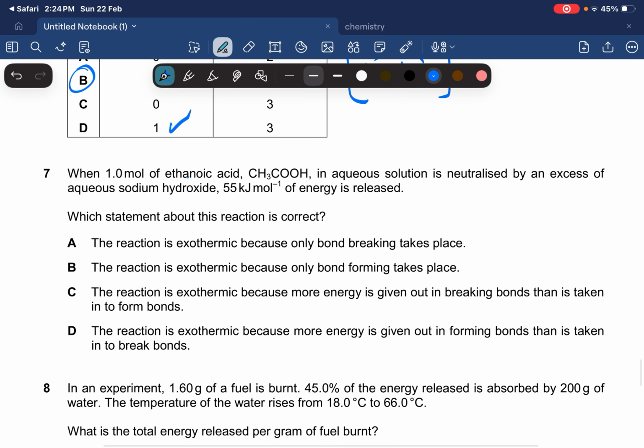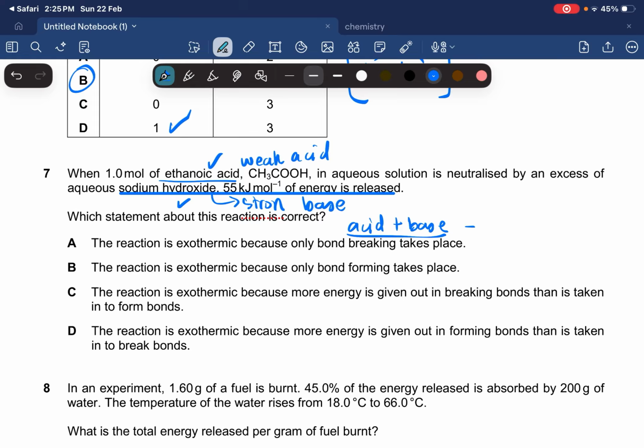When 1 mole of ethanoic acid in aqueous solution is neutralized by an excess of sodium hydroxide, 55 kilojoules of energy is released. Which statement about the reaction is correct? So we have ethanoic acid and we have sodium hydroxide. We know ethanoic acid is a weak acid and we know sodium hydroxide is a strong base, and we know that whenever we have acid plus base, we do a neutralization reaction, and in neutralization reaction we release around 57.7 kilojoules of energy, but over here we're releasing 55.